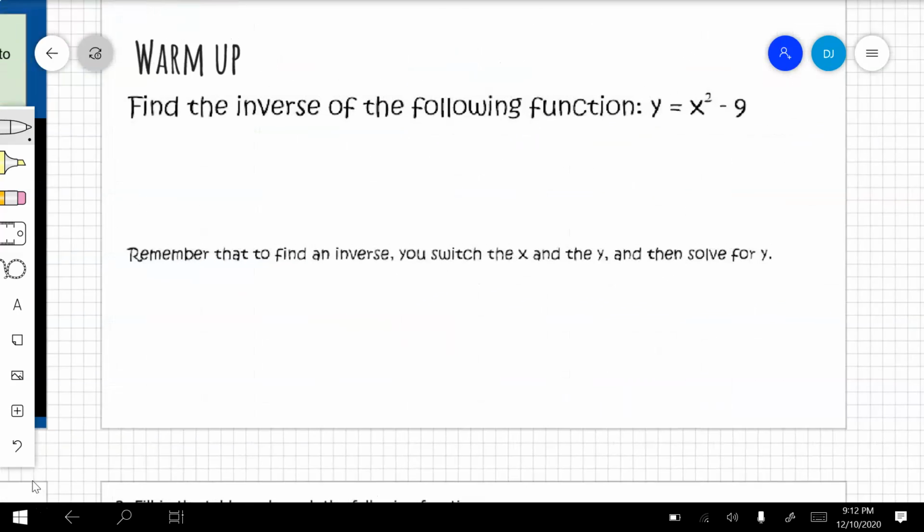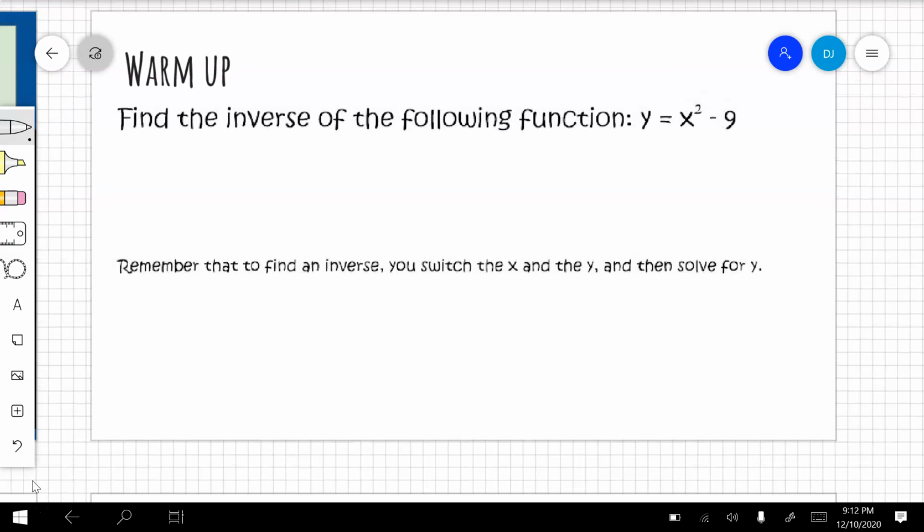So your warm-up for today is find the inverse of the following function, y equals x squared minus 9. Okay, so remember to find an inverse, you switch x and y and then solve for y. So pause the video, work this out, and you can go ahead and play it when you're ready. And you should have already done the problem before me going over it.